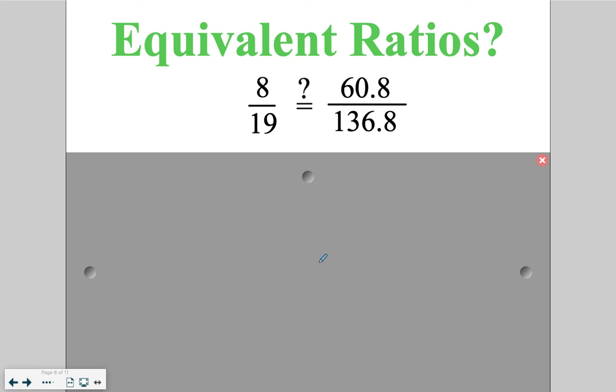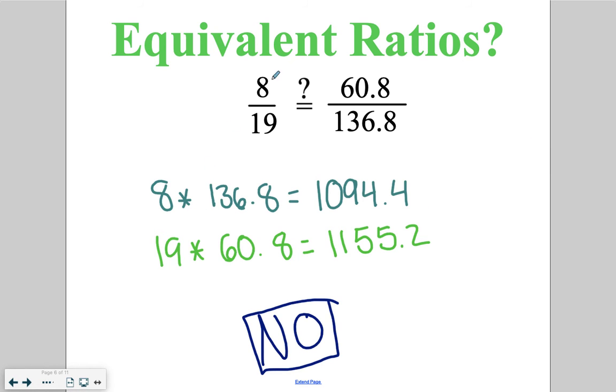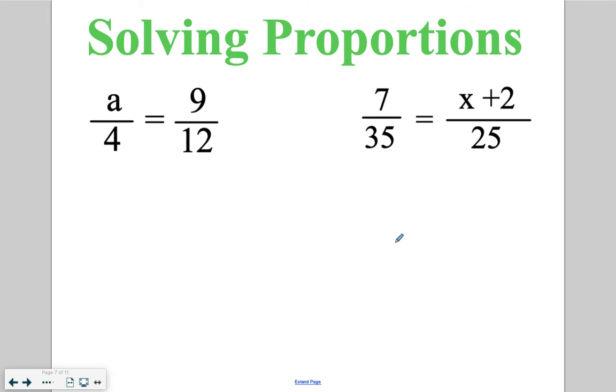Go ahead and try this one on your own. Again, multiplying on those diagonals, when you do that, you get 1,094.4 and 1,155.2. So these are not equivalent ratios. The other thing we can do is solve proportions that have a variable. Again, we're going to use this idea of cross product.